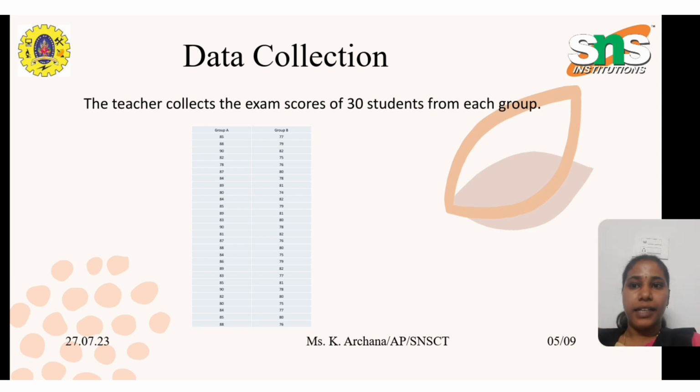Here is the data collection with exam scores of 30 students from each group. So group A, group B. There is a difference between the marks of group A and group B, in which group A is method A and group B is method B. The teacher has given two methods to differentiate. They are given a sheet with group A marks and group B marks.